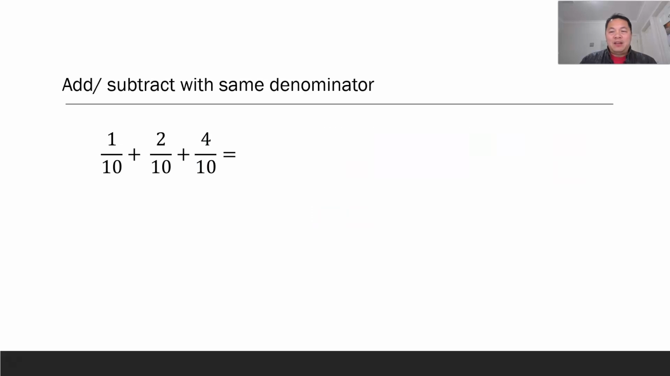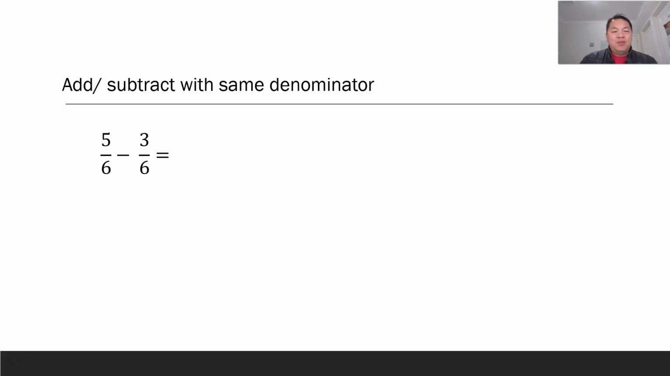Without any diagram to demonstrate, looking at these three fractions here, 1/10, 2/10, and 4/10, we want to add these three fractions together. Since they have the same denominator, we can simply add the numerators: 1 plus 2 plus 4, which is 7/10. That's the answer.